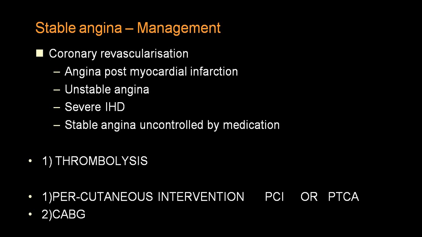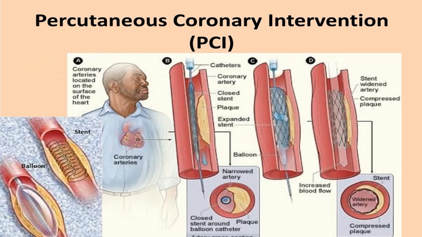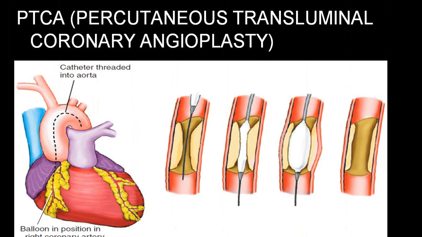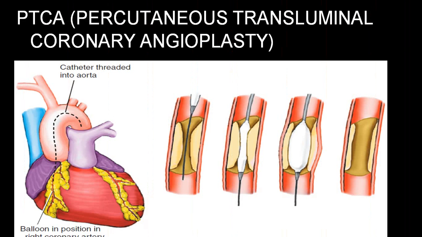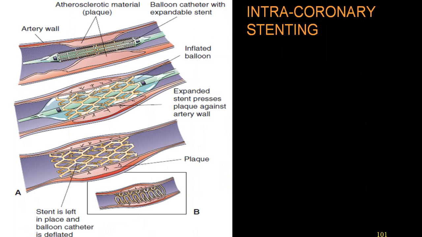So in case of an acute coronary syndrome, you might require thrombolysis followed by PCI or CABG. PCI is not very commonly required in unstable angina. This is PTCA, also called percutaneous transluminal coronary angioplasty, and PCI is called percutaneous coronary intervention. Two terms are utilized; only the route of entry is different.